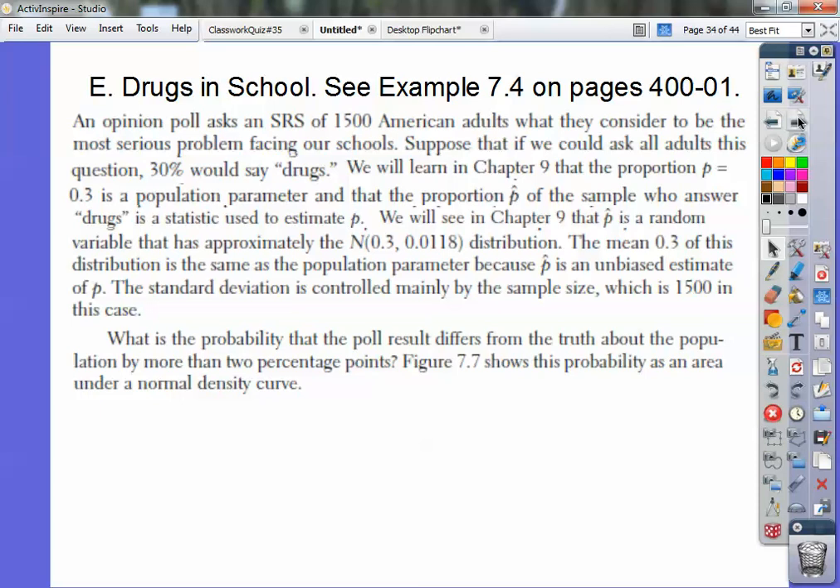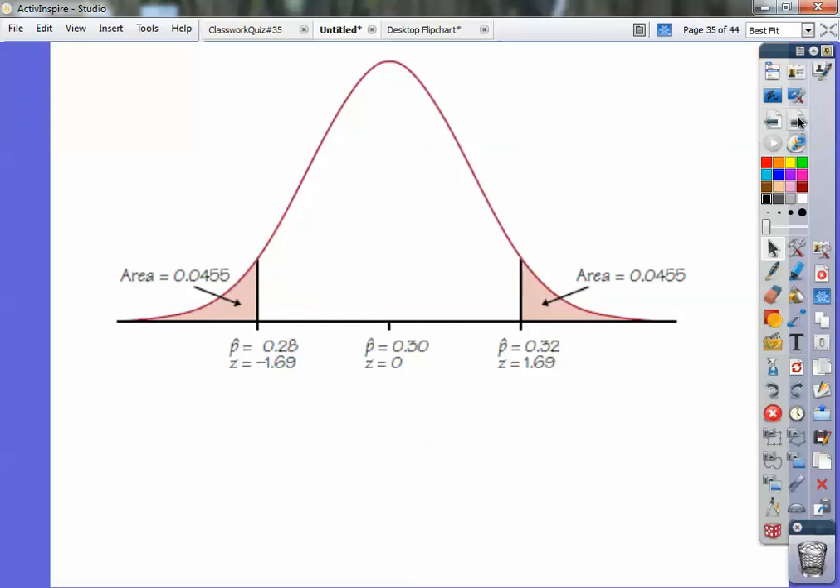Okay, so what is the probability that the poll result differs from the truth about the population by more than 2 percentage points? Okay, so here's a picture of by more than 2 percentage points. Some of this picture we don't know where we got yet. I'll tell you in just a minute. But here's my 30%, so taking off 2 percentage points would be over there. So we want this area, by more than 2 percentage points, to the left. And then up here, 30% plus 2% is 32% and more. So I want these two areas, 28% and 32%. Okay, I'll show you how to get these 0.045s in just a second, and then the 1.69s in just a second. So here we go.